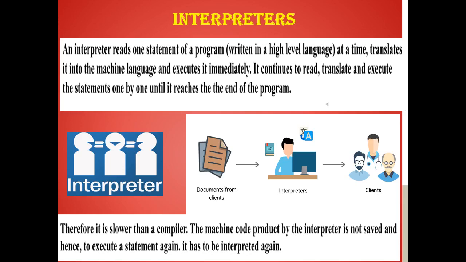Another one: the machine code translated by a compiler is saved automatically, but the machine code translated by an interpreter is not saved. So if you want to execute the program again, we have to translate the program again, but in a compiler we need not translate, because the program is saved automatically. This is one of the disadvantages of interpreters.